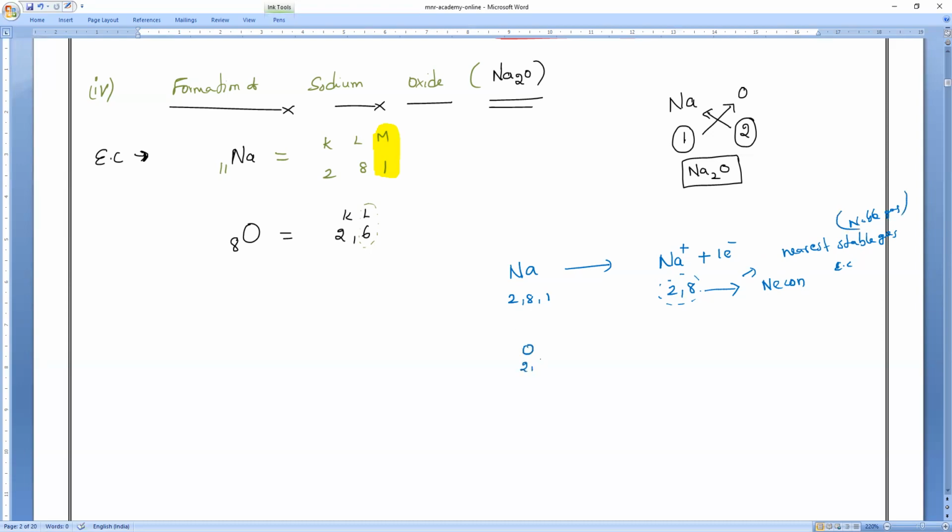Next, oxygen 2, 6. After receiving 2 electrons, what will it turn into? O2 minus. So what is the electronic configuration of O2 minus? 2 electrons are received, so it is 2, 8. So it also acquires the nearest electronic configuration of what? Stability. Neon only.